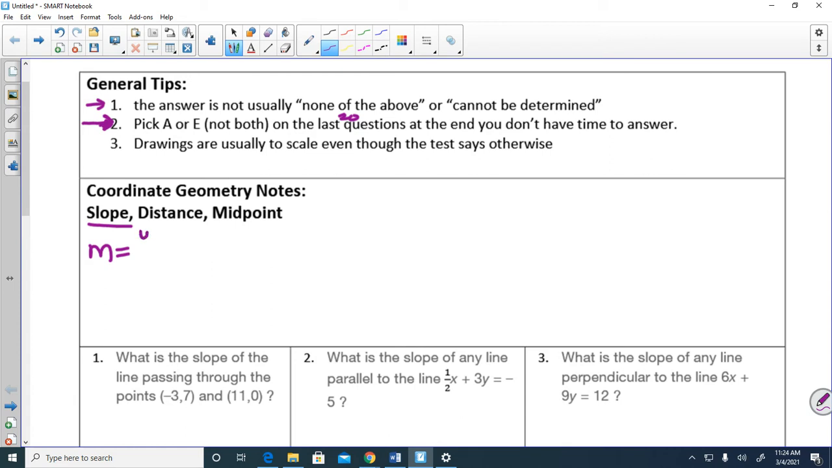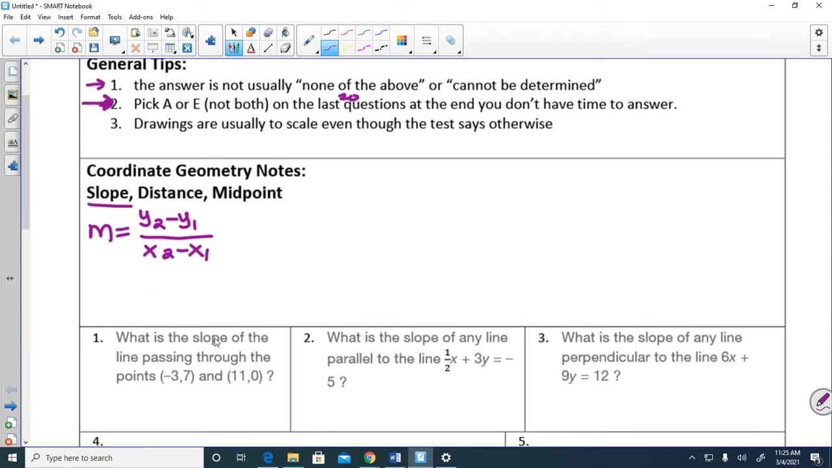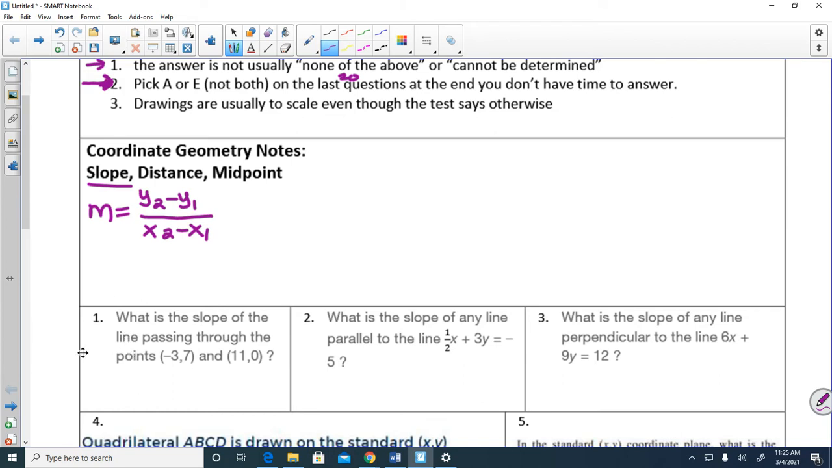The slope formula is y2 minus y1 over x2 minus x1. So you might see a question about slope like this one below. What's the slope of the line passing through the points (-3, 7) and (11, 0)? Well, x1 would be -3, x2 would be 11, y1 would be 7, y2 would be 0. So to find slope, I would do 0 minus 7 over 11 minus negative 3. That would be -7 over 14, which is -1/2.